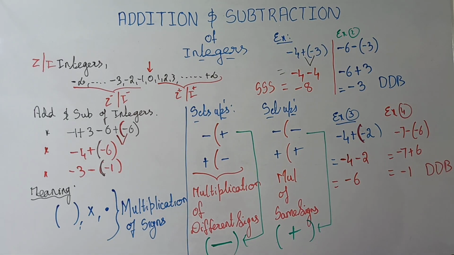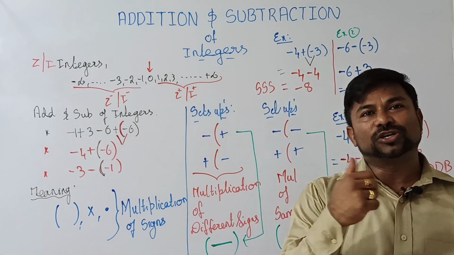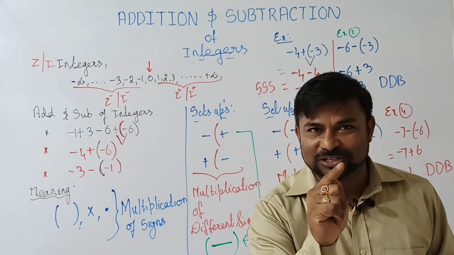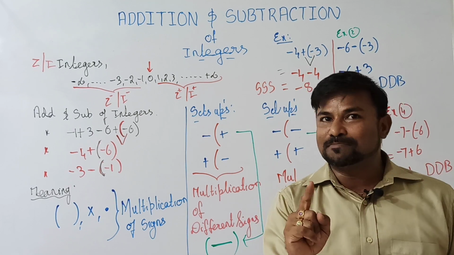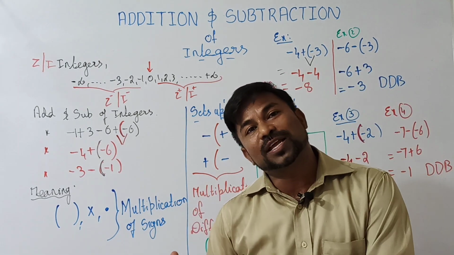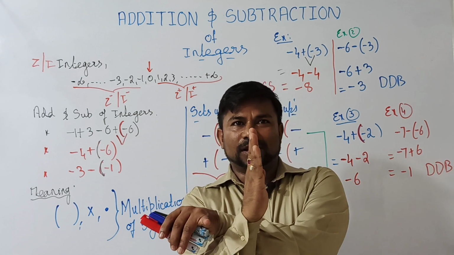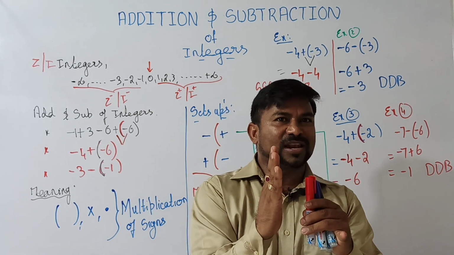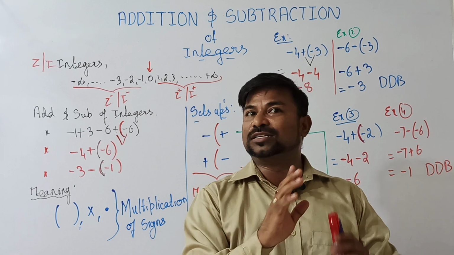Okay guys, let me recall once again. We are dealing with addition and subtraction with integers and multiplication of the signs, not the multiplication of the numbers. How do you know whether it is multiplication of the signs or multiplication of the numbers? Yes, if you have a bracket, at the back side we will be having one sign and at the front side we will be having one sign. Then we are going to multiply only the signs, not the numbers.